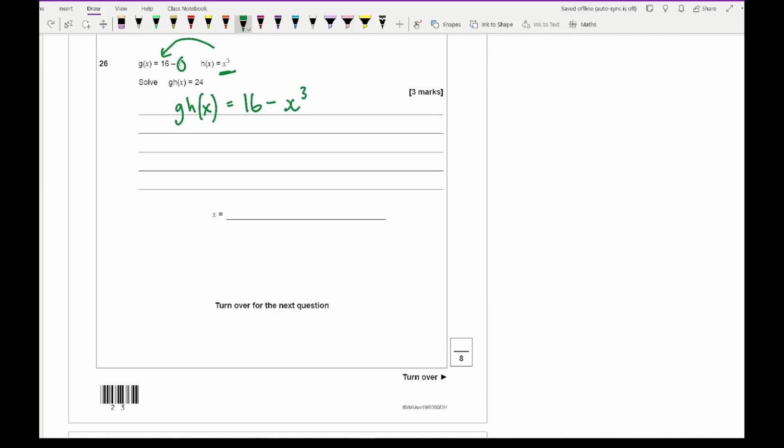Now it tells me that this function here equals 24. So now what I want to do is just solve this. So let me just write it out again. Let's write it over here. So I've got 16 minus x cubed equals 24.